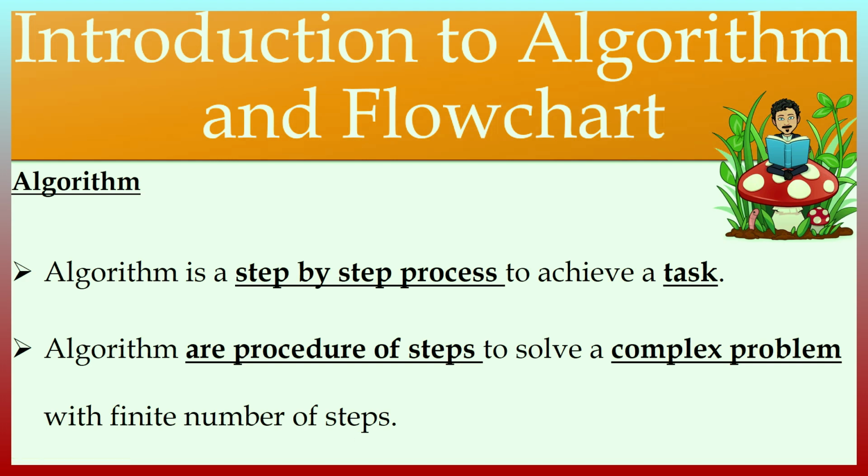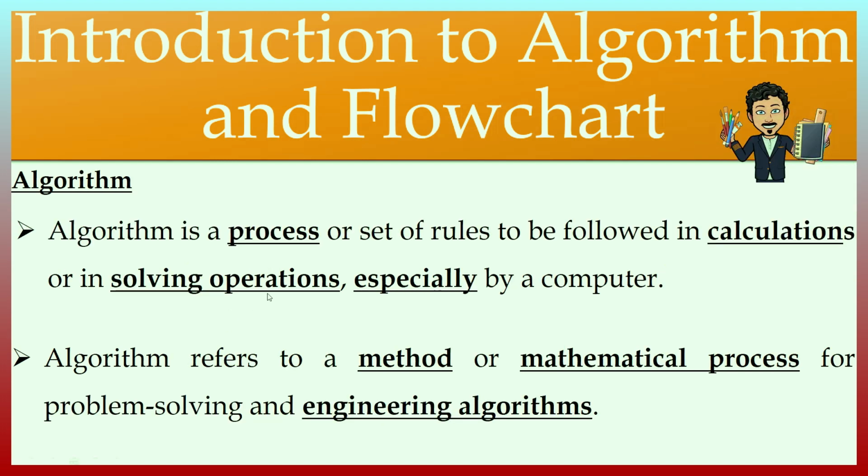Like step one, do this. Step two, do this. Step three, do this. If you follow such steps, it is called an algorithm. An algorithm is a process or a set of rules to be followed in calculation or in solving an operation, especially by a computer. So if you want to guide a computer, you go for an algorithm. You give instructions to the computer: step one, do this; step two, do this; step three, do this. It is called an algorithm.